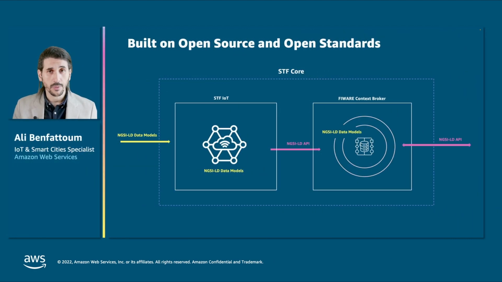Modular and built on open standards and data models, the STF enables decoupling data producers and data consumers, making it easier and faster to build a scalable and interoperable platform that breaks down data silos. With the STF, partners and customers can integrate existing solutions and add new capabilities and modules over time to its core. The core of the STF consists of two modules: the STF IoT and the open source Fiware context broker. I will describe these two modules and their capabilities in the following slides.